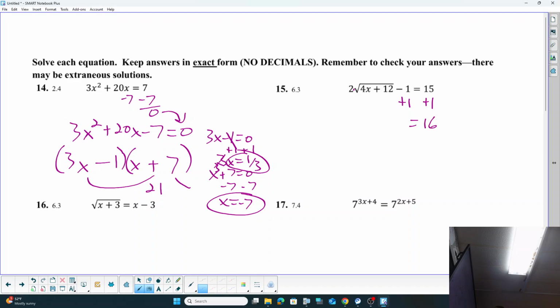This is times, so you're going to have to divide. Don't forget how to do that on our final exam. So we get 8. And then we bring down our 4x plus 12.